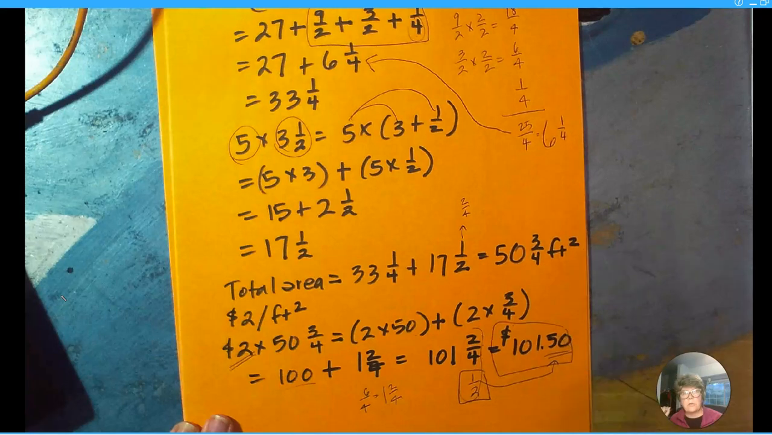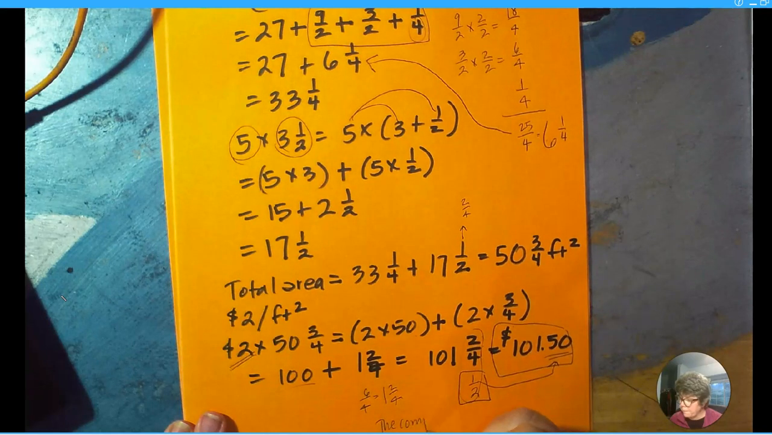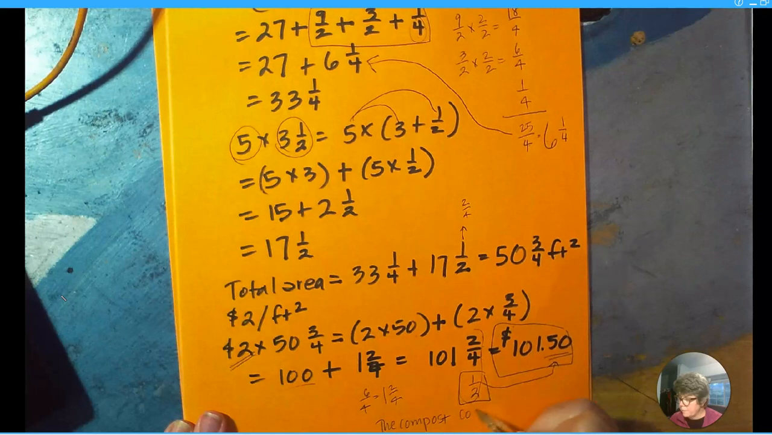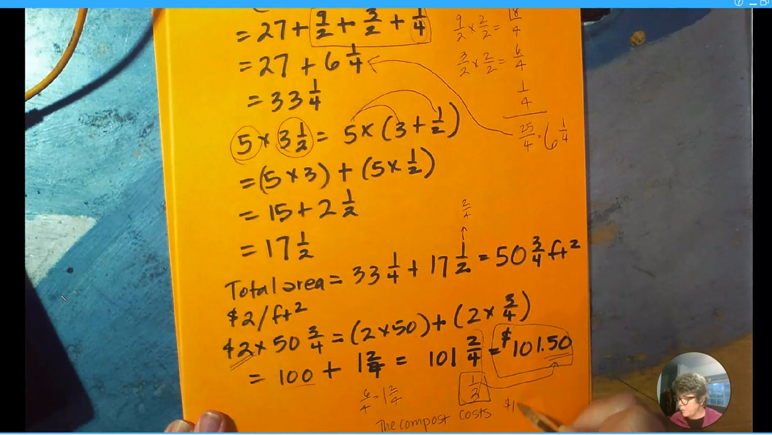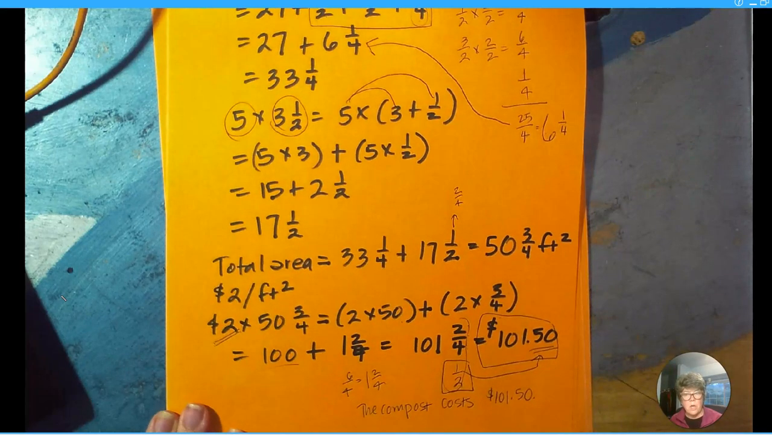We do need to write a sentence to go with that. The sentence would be, the compost costs $101.50, because word problems have word answers. Okay, so that's one way to do it.